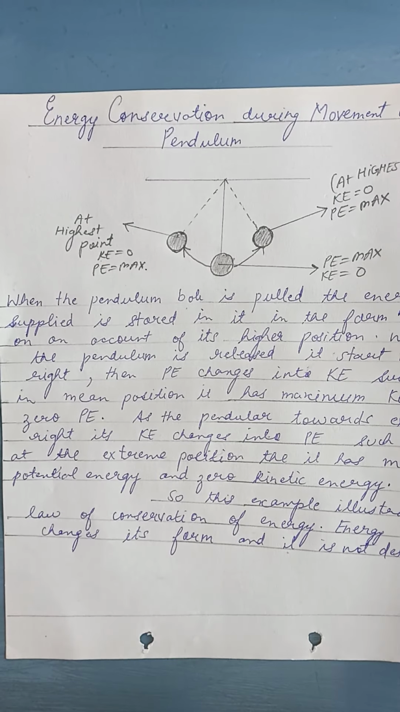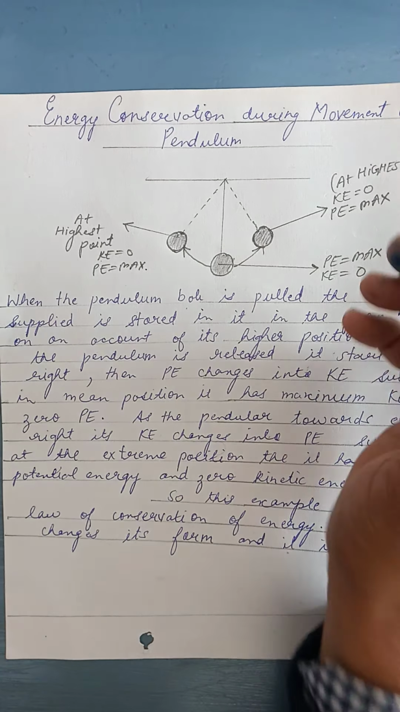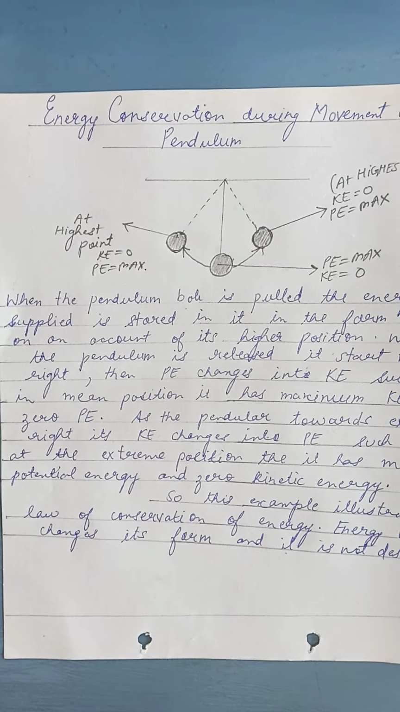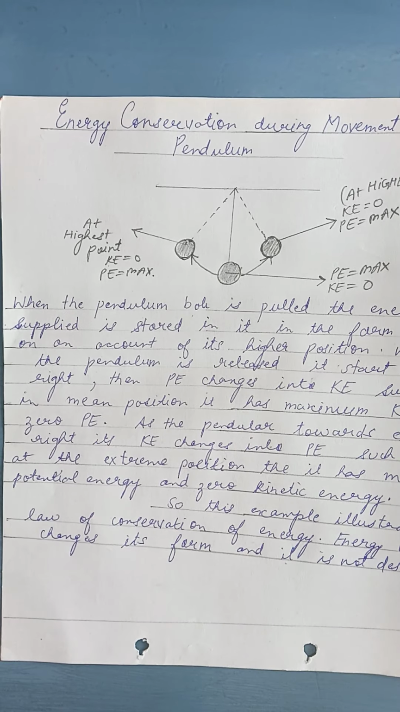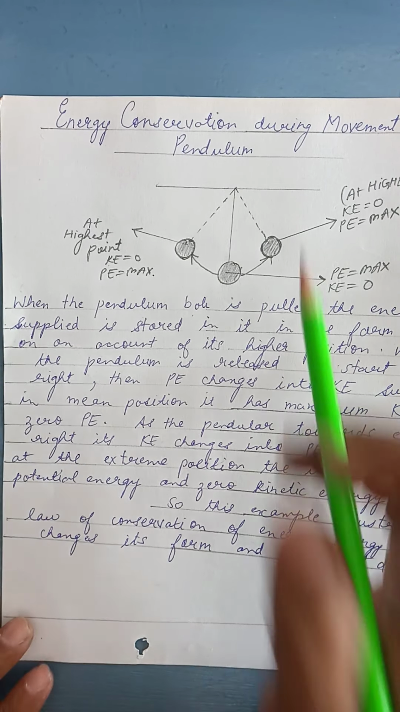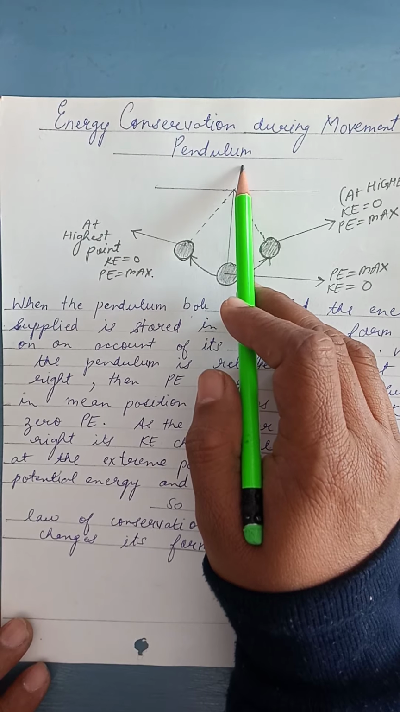Hello students, in the previous class we discussed energy conversion and the law of conservation of energy, and we took some examples. Today we are taking a very important example: the energy conversion during the movement of a pendulum. When the pendulum is moving, what types of energy conversion take place, and does the energy remain conserved or not? That can be studied by the movement of a pendulum.